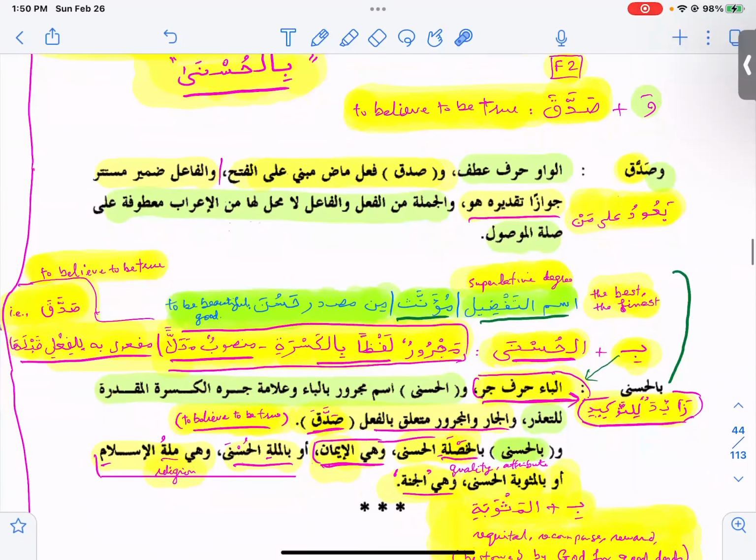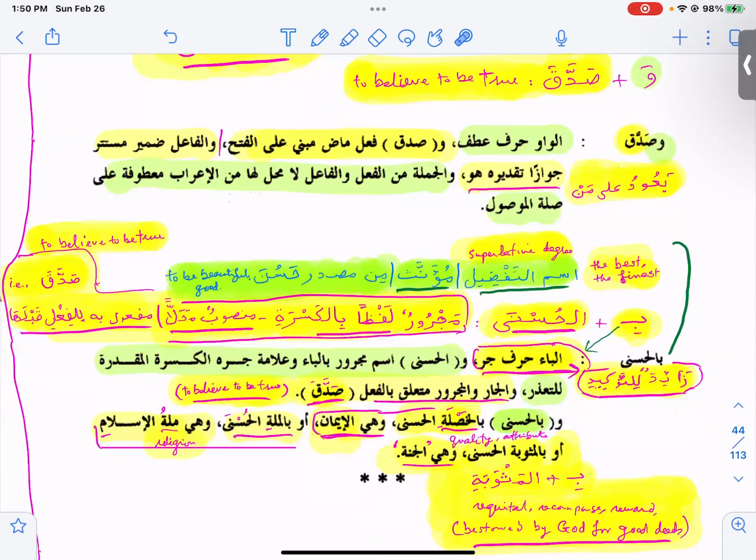So then, now we got bil husna, harfu za'id, extra, li-tawkid. So now if this bi comes as a harfu za'id, then you will have to define it properly. Plus husna. So husna is majrurun lafzan. Yes, it is majrurun lafzan, bil kasra.